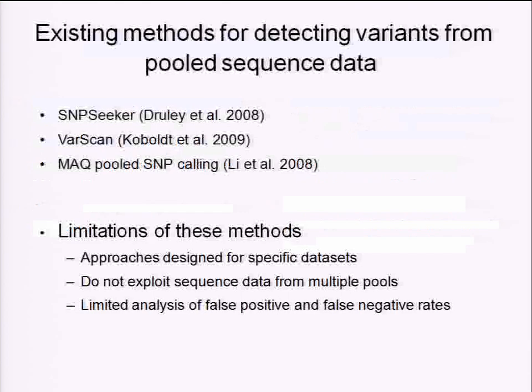So there are methods proposed for this problem for variants, notably for SNPs in the methods paper, and they have some limitations. They design datasets and do not design from a single pool, and they do not look at multiple pools very accurately. And as I will show later, there's a lot of information you can get by looking at multiple pools. It's a limited analysis of the accuracy of these methods.